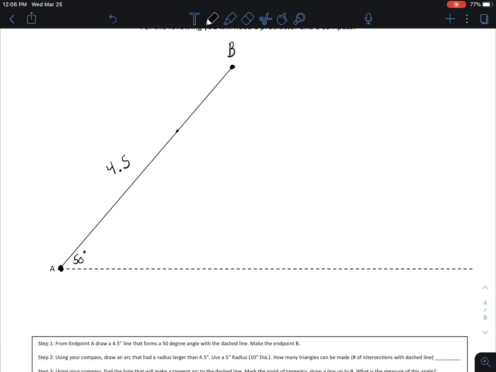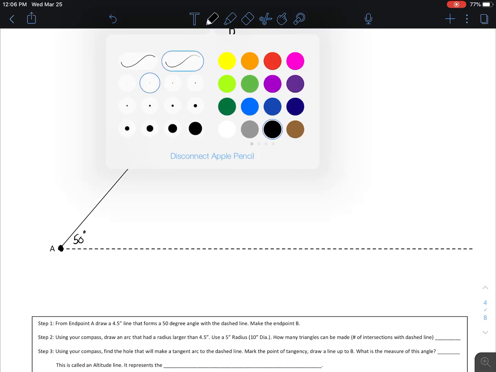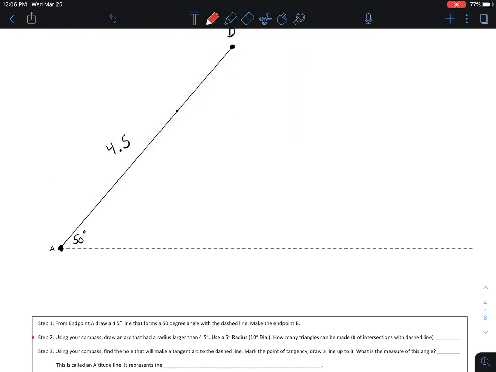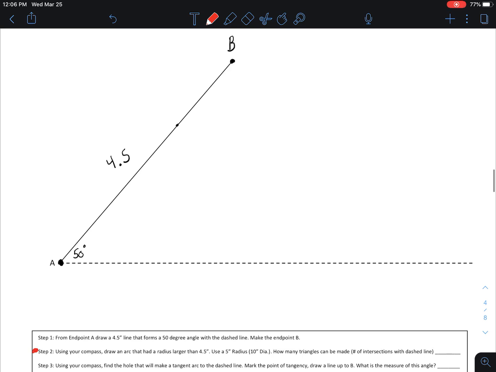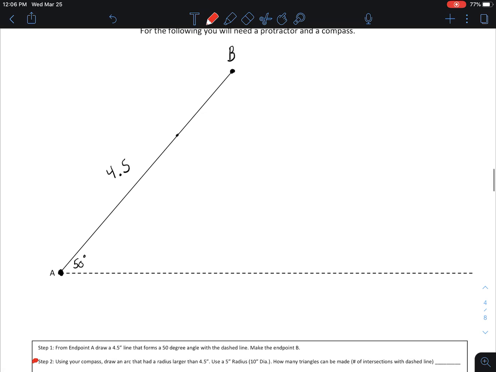Now, what we're going to do next is use our compass to draw an arc that has a radius larger than 4.5 inches. So this is going to be the case of the opposite side being larger than the adjacent side to the known angle. This would be step 2. So using my compass, with a 5-inch radius, I want to know how many triangles can be made. The triangles would be formed with the intersection with this dashed line at the bottom. So give me a second, and we'll try to set up.